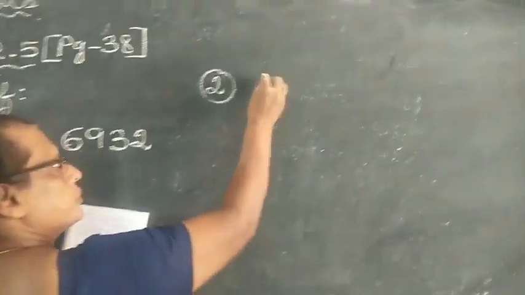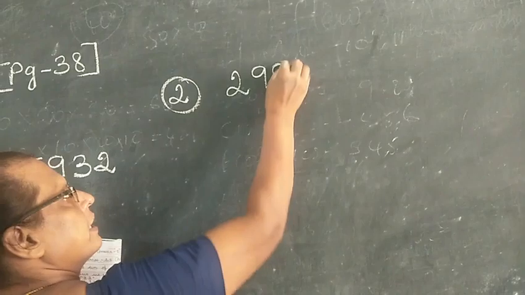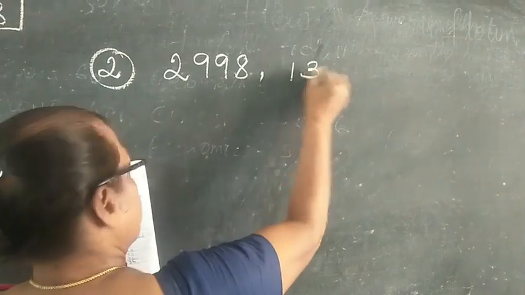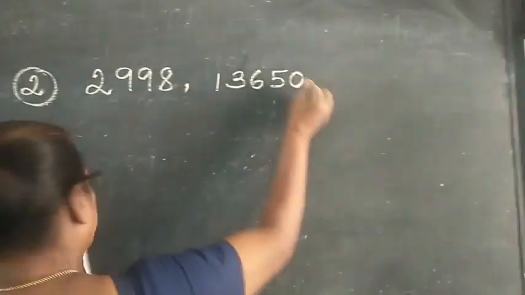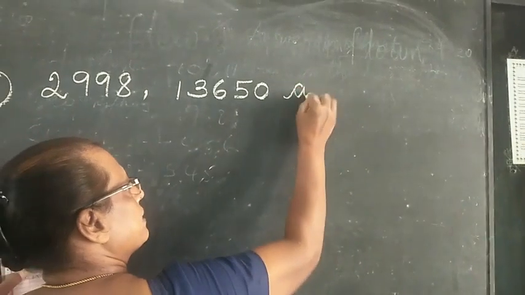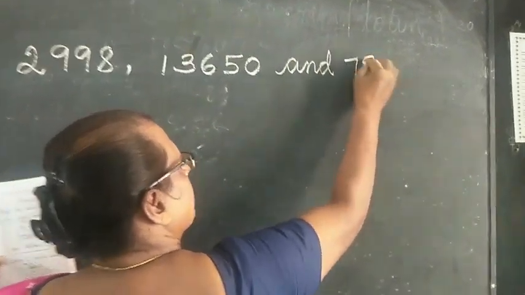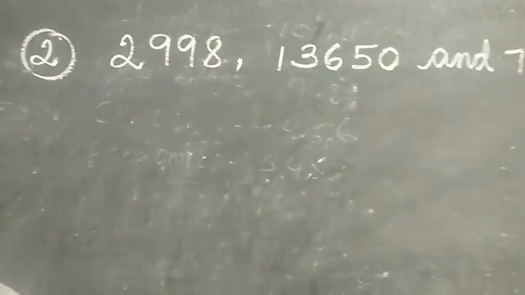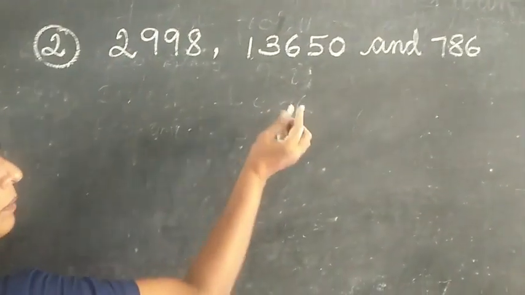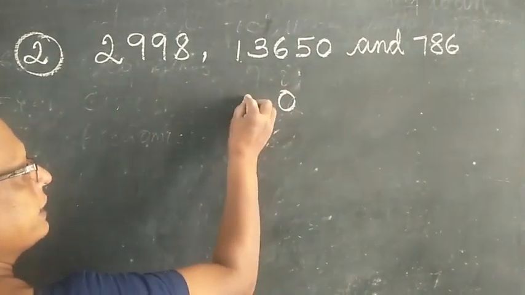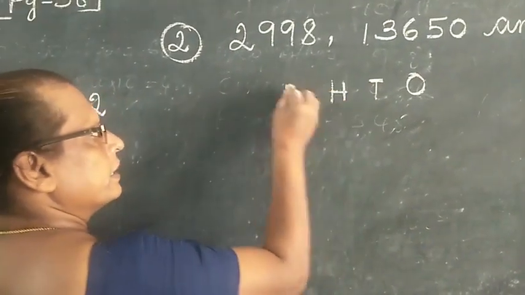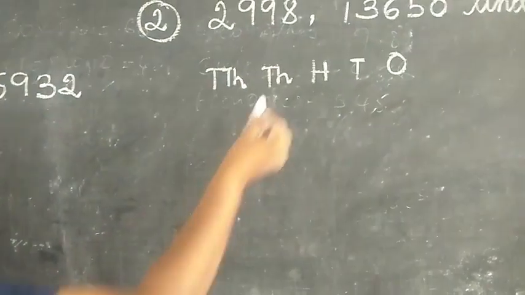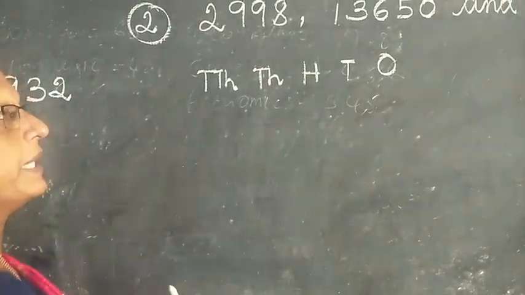Second sum: 2,998, 13,650 and 786. See here, 3 digit is here, 5 digit and here 4 digit. So what you have to do, children? Till 5 digit you have to write the place value. See, ones, tens, hundreds, thousands and ten thousands. Understood, children? Because here 5 digit is here, so till 5 places only I am writing.